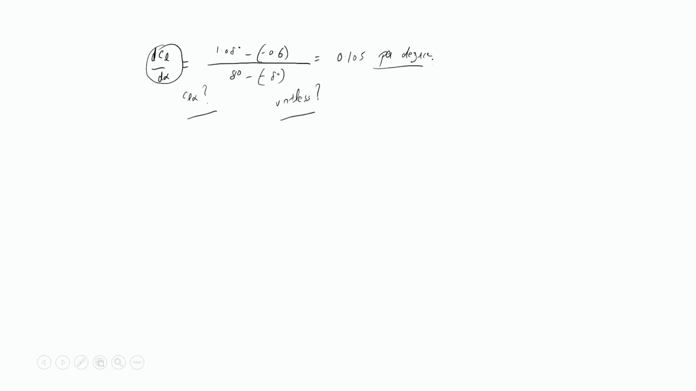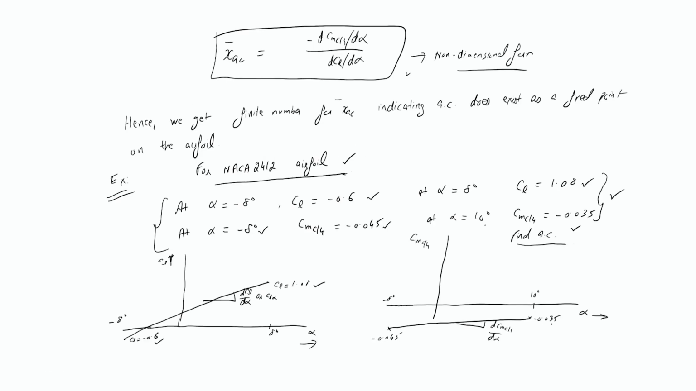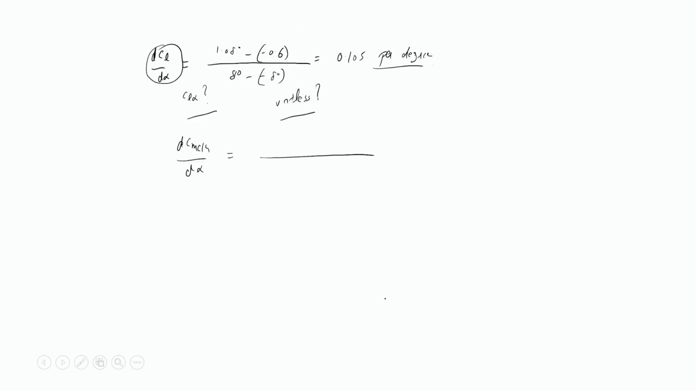Now similarly, find dCM c/4 by d alpha. Here we can write minus 0.035 minus of minus 0.045, divided by 10 degrees minus of minus 8 degrees. So this you get 5.56 into 10 to the power minus 4. Yes, it will be a very small number, and it will not be unitless, it will have a unit because we have alpha in the denominator. The unit is per degree.